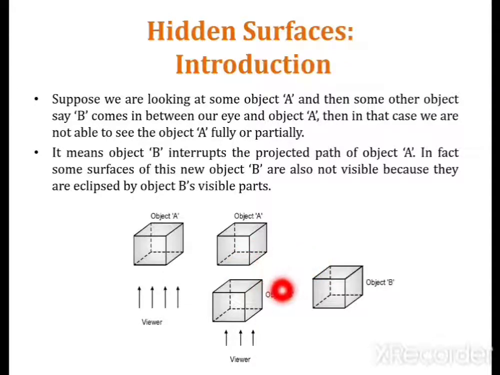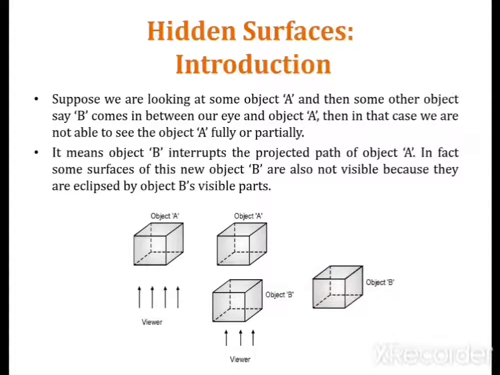It means that object B is interrupting the projected path from the viewer's eye towards object A. We are taking the projections from our eye to object A. Whenever we do that, our projection path will be interrupted by object B. In such a case, some surfaces of object B are also not visible, because they are eclipsed by the visible part of object B. If you look towards object B, you can see only 3 surfaces of that cube, and the other surfaces are not visible because they are eclipsed by the visible parts. Means they are hidden due to the visible parts.